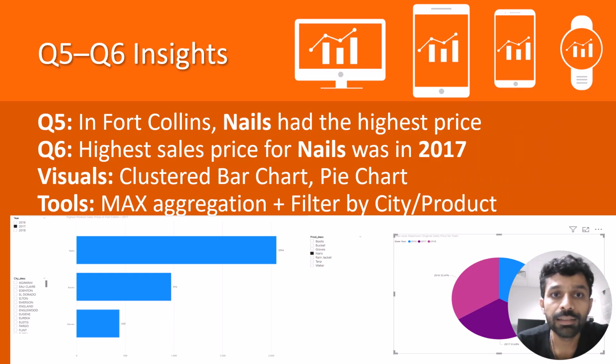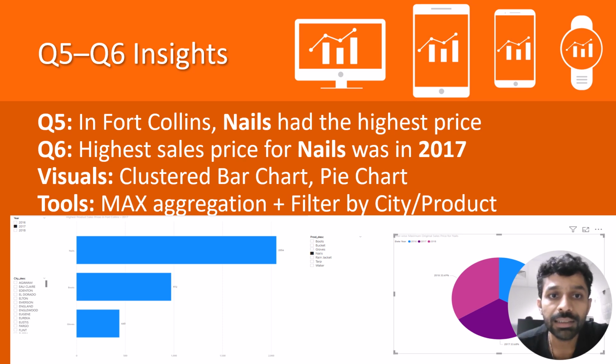For question 5, we focused on Fort Collins, found in question 4. We filtered data by city and year 2017, then used a bar chart to compare products by their sales price. We used max aggregation to see which product had the highest price and found it was nails.